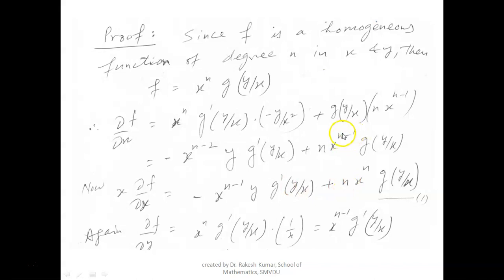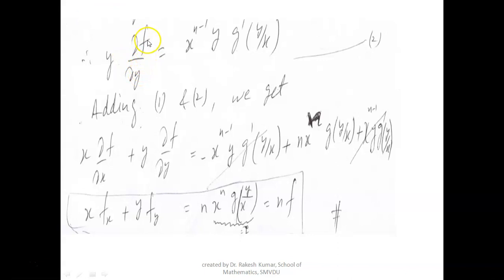And similarly here also plus 1 because multiplying by x, so it is n times x raised to power n g(y/x). Again, for del f by del y, x raised to power n is independent of y, so only differentiation of g is required. So g dash of y upon x into the derivative of y upon x with respect to y, that is 1 upon x, and we get x raised to power n minus 1 g dash of y upon x.